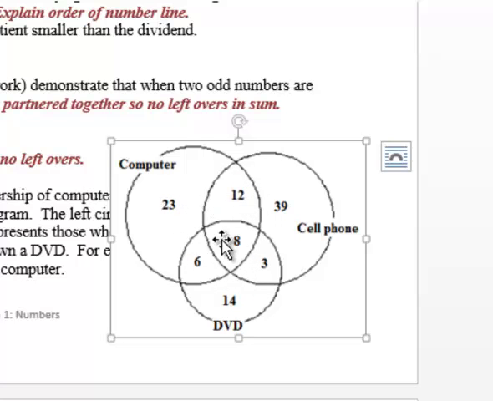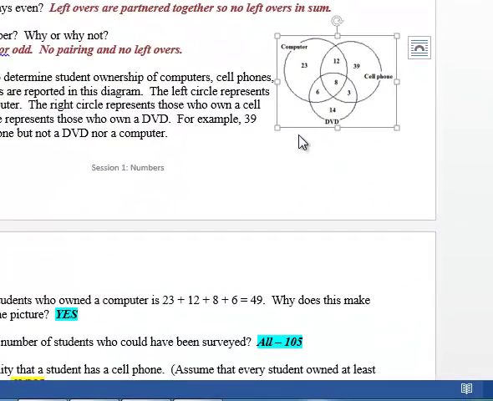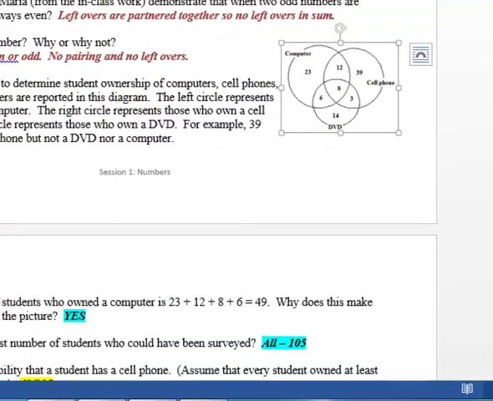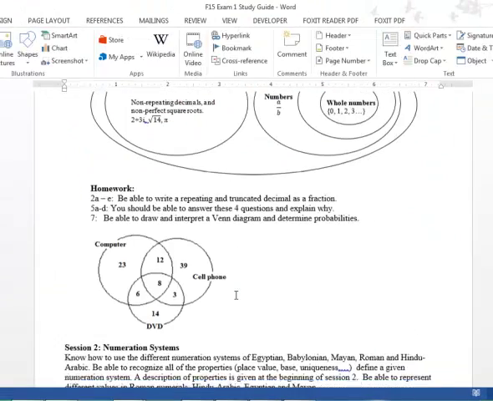This 8 is for someone who had a computer, a cell phone, and a DVD. So where all three circles intersect is what that would stand for. Now this 6 down here is going to be people that had a computer and a DVD but didn't have a cell phone, because these two circles, the computer and the DVD, intersect, but it doesn't intersect with cell phone. Okay, so you need to know how to read these Venn diagrams and interpret them. If you're having trouble with that, you probably need to see me so we can make sure you can read that correctly.